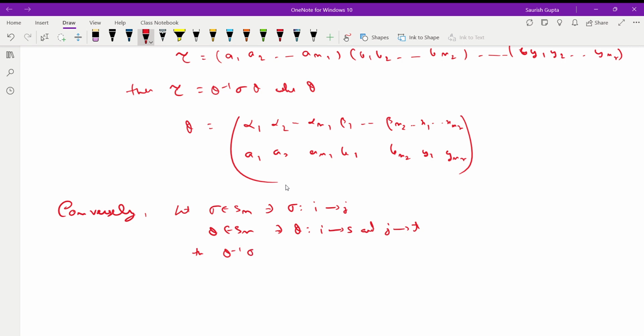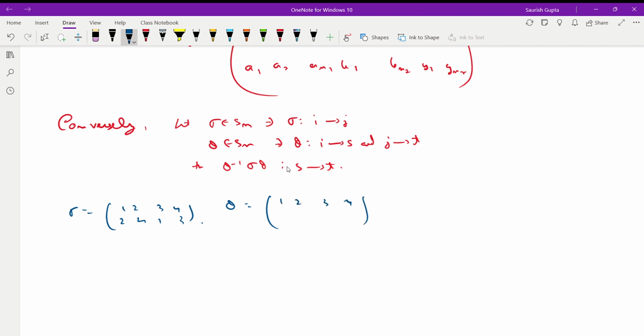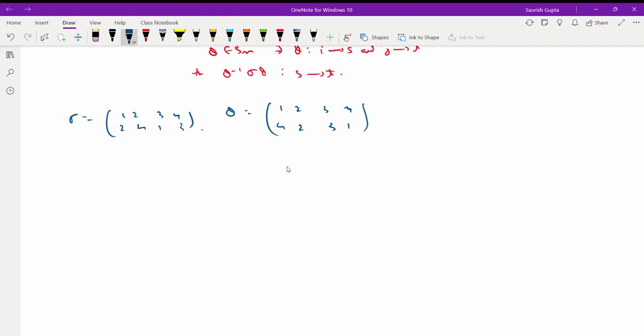Then theta inverse sigma theta sends S to T. An example: suppose sigma is 1 2 3 4 going to 2 4 1 3, and let's say theta is 1 2 3 4 going to 4 2 3 1. Okay, arbitrary permutations, let's say. So what is sigma theta?